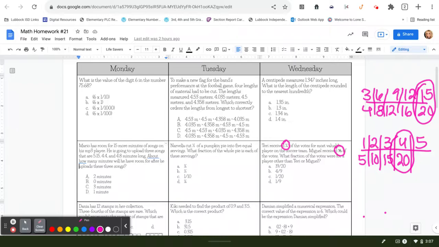Next step is we're going to add these together to figure out what fraction of the votes Terry and Miguel received together. So we're going to do 15/20 plus 4/20. Remember, you never, ever, ever add your denominators together. Never has that been allowed. Okay, so we get 19/20.